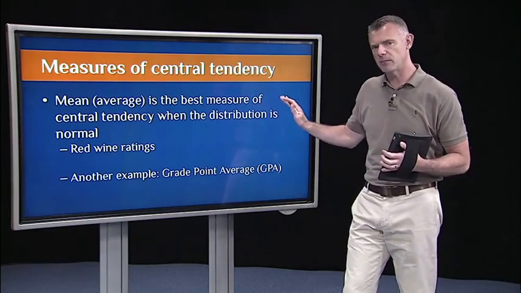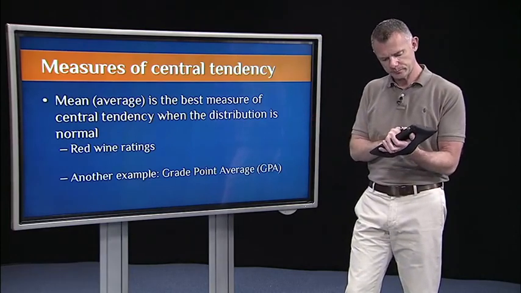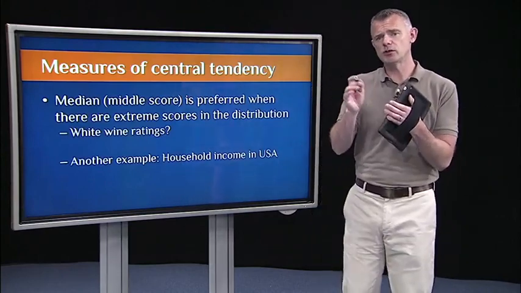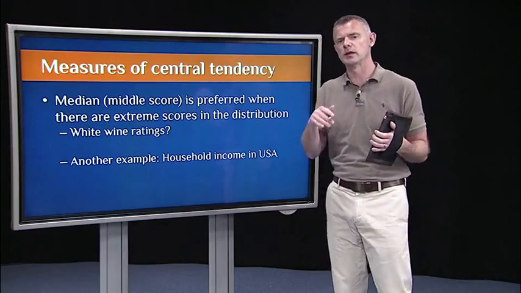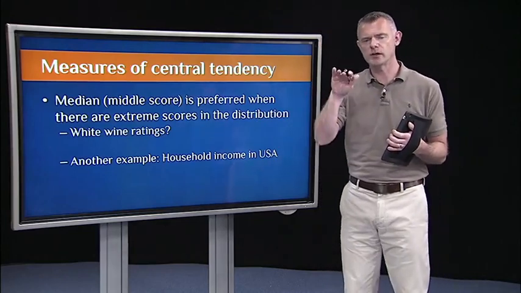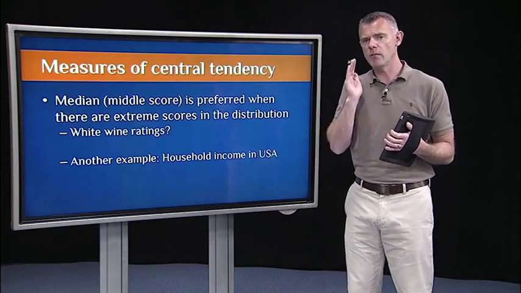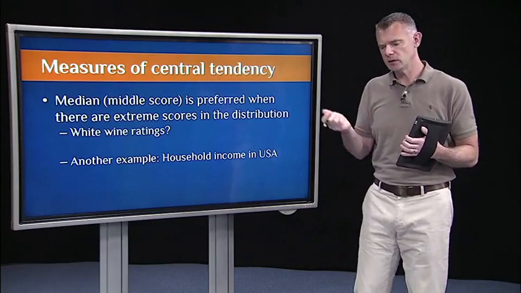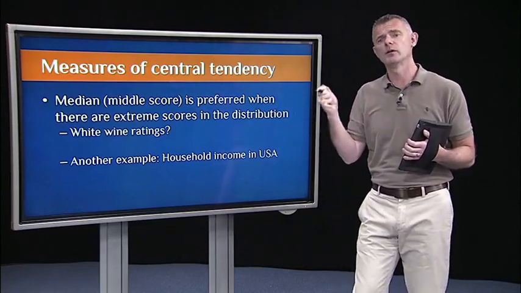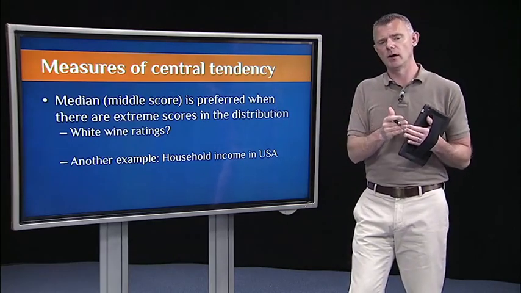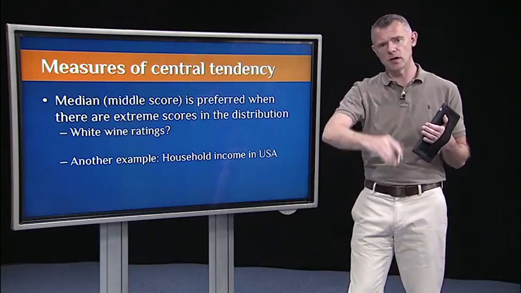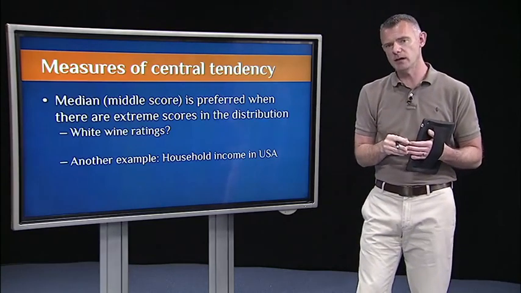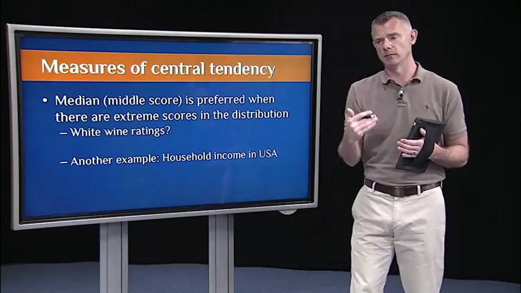The mean is the best when you have a normal distribution. If you don't have a normal distribution, in particular, if you have a distribution with really extreme scores, so an extreme positive skew or an extreme negative skew, then you might rather go with the median rather than the mean. That's because those few extreme scores can really bias the mean, whereas the median, if you just line the scores up and take the middle one, those extreme scores are not going to bias the median as much as they're going to bias the mean.